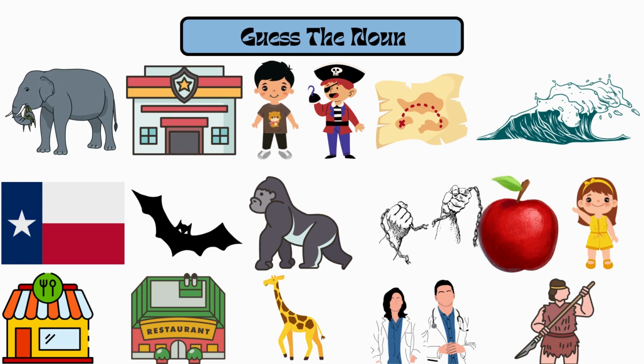What about this? Is this a person? No. Is this a place? No. Is this a thing? Yes, this is a thing. This is an apple. An apple is a thing. What about this? Is this a person? Yes. Does she have human features? Yes. So she is a person.